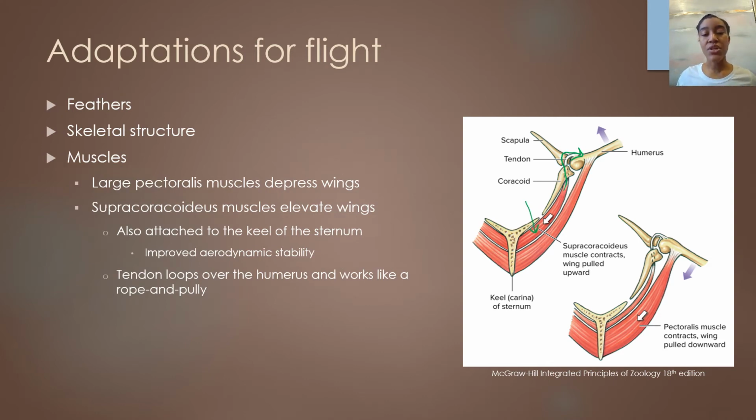This rope and pulley method is very unique to birds and is how they're able to keep all of their weight more on their ventral side rather than adding the muscles to their dorsal side, which would inhibit their ability to fly. So having both their muscles located at the keel helps with balance and stability during flight.